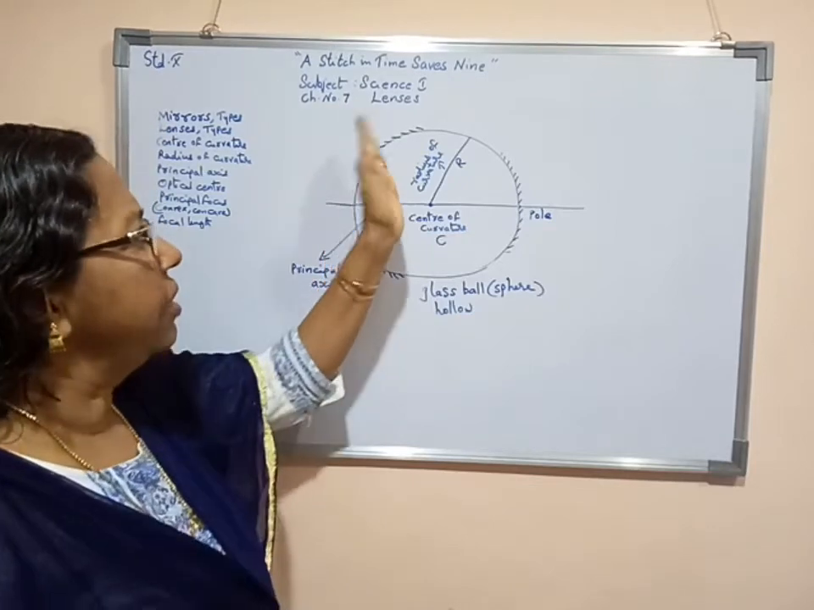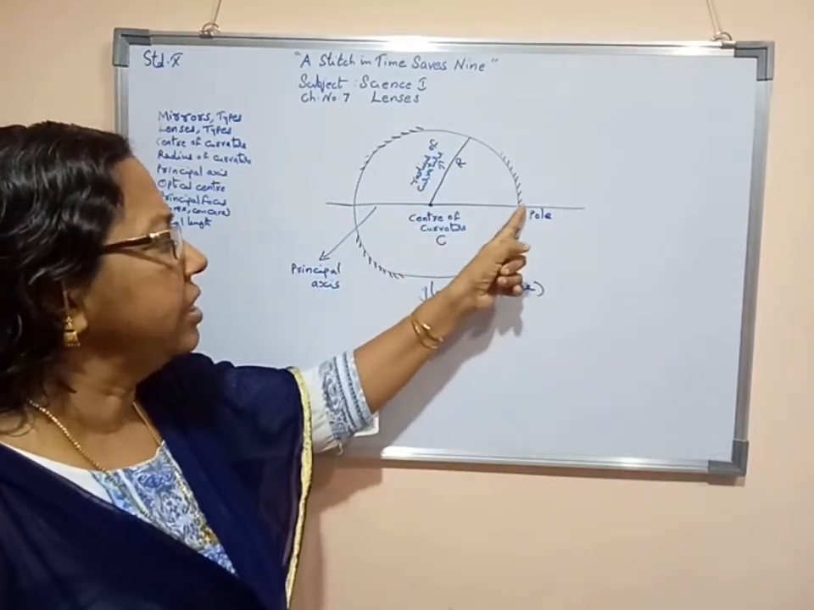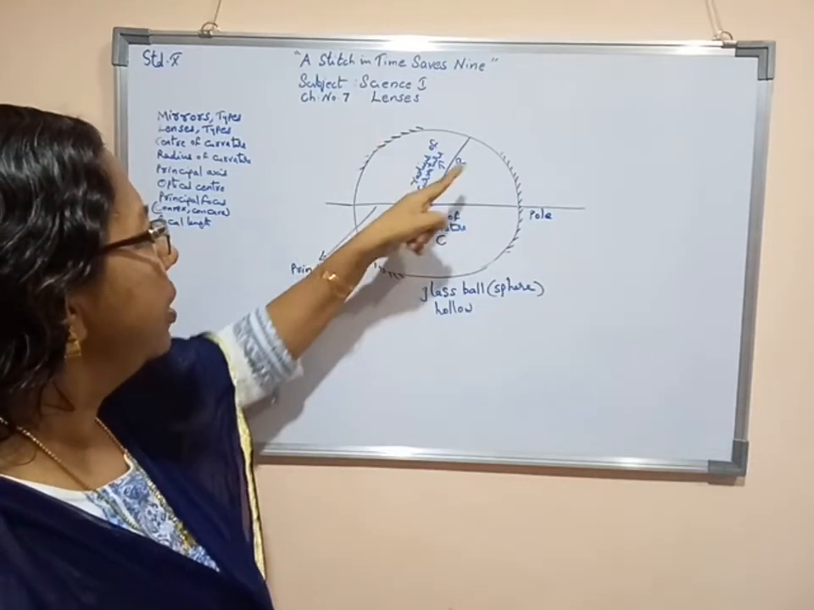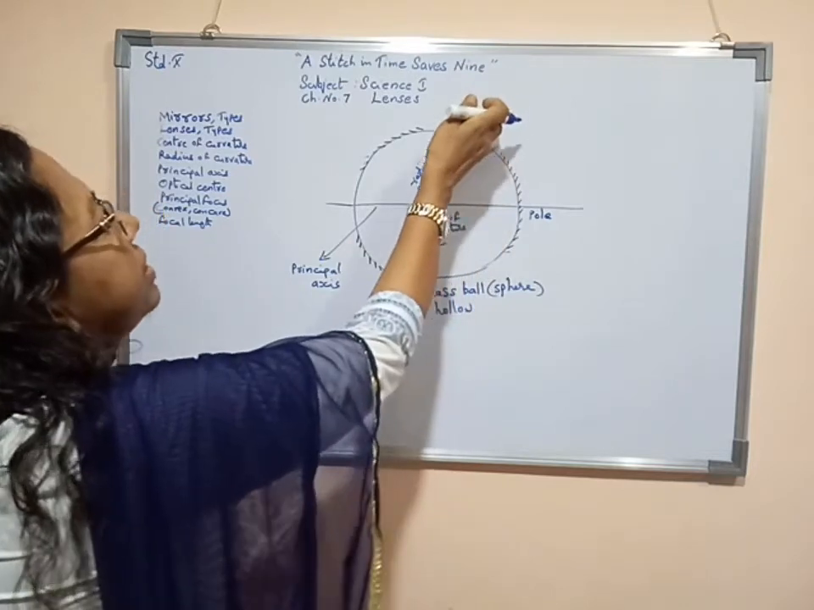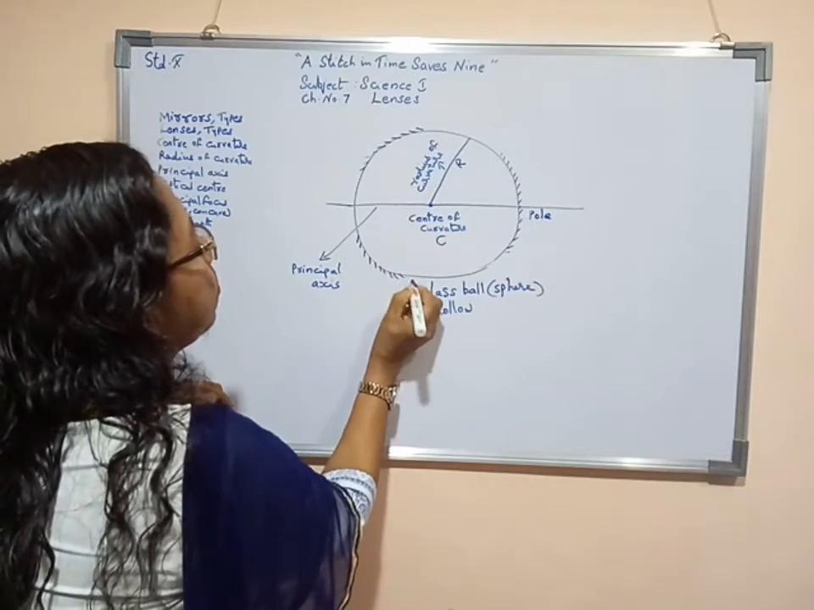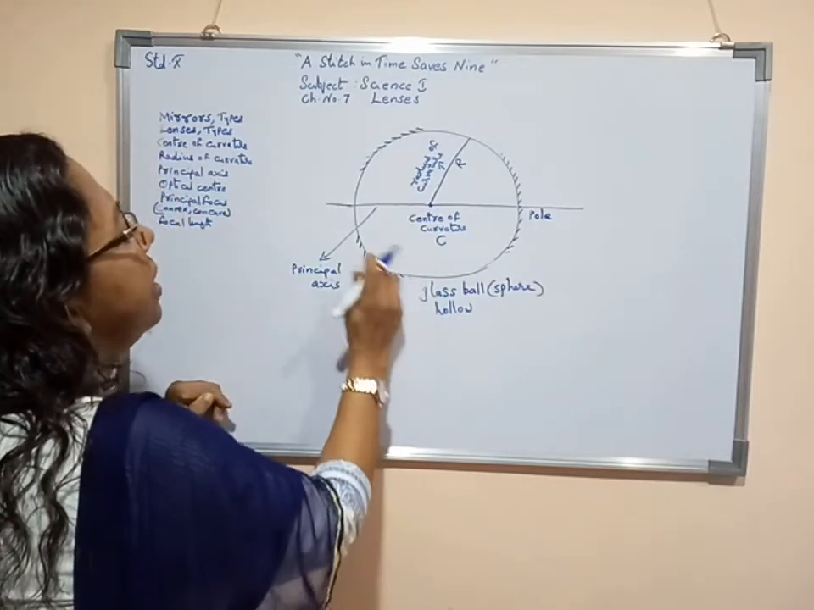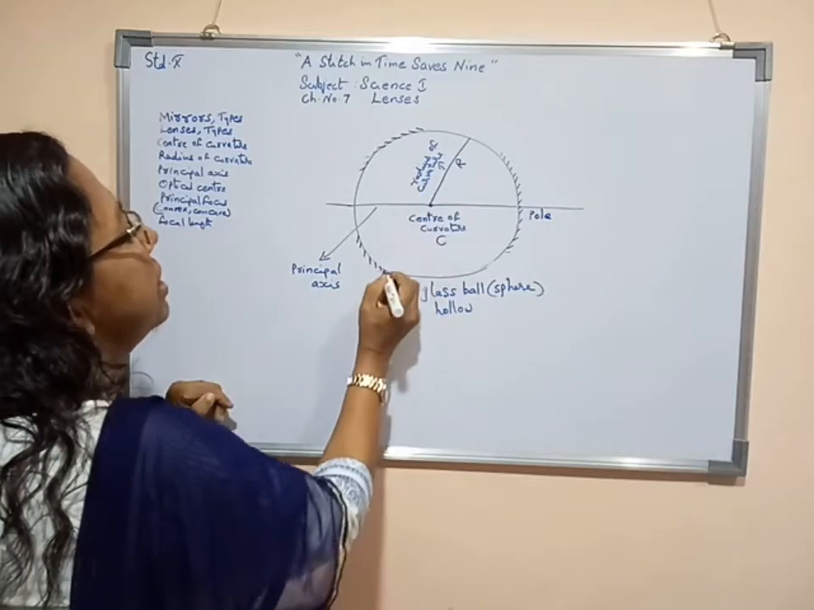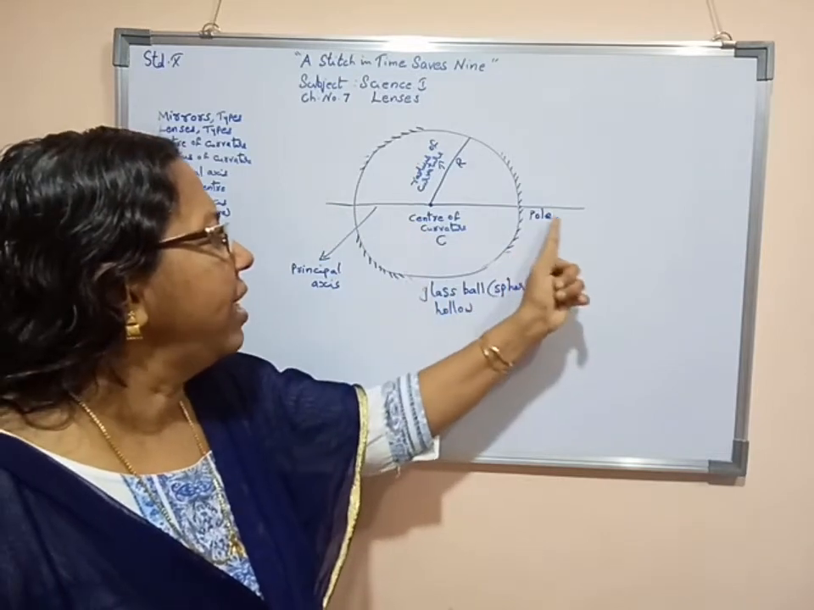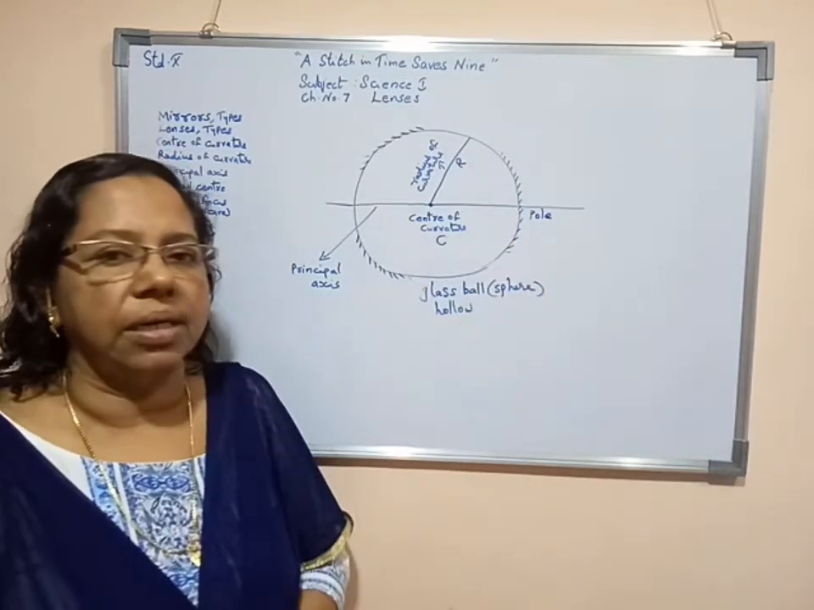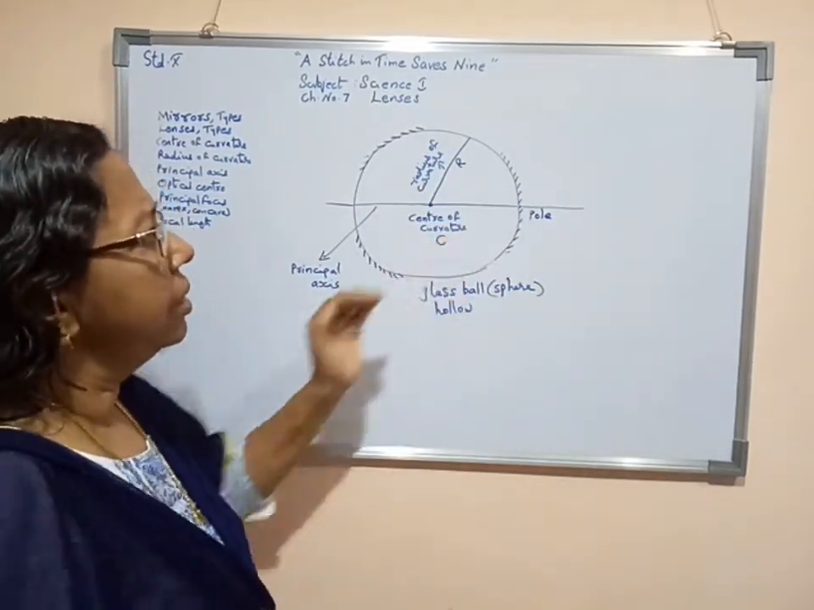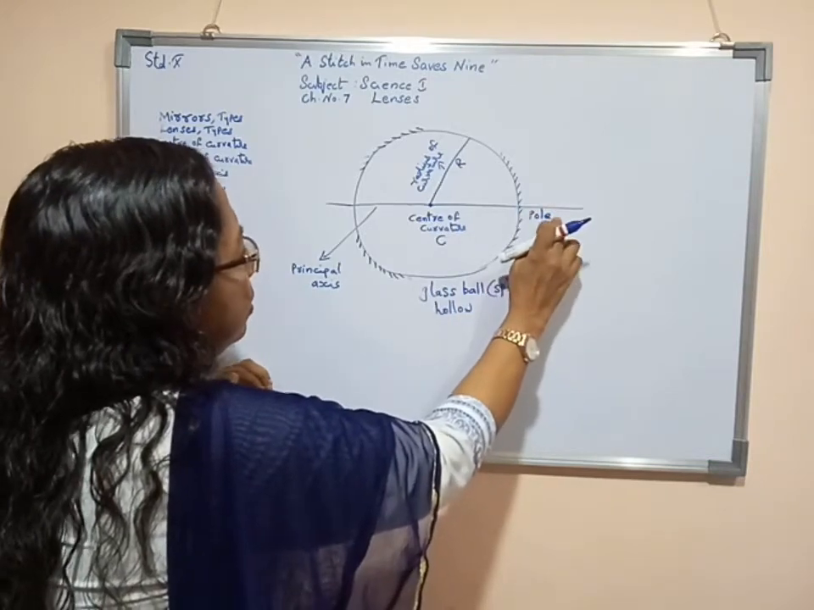So the poles of different mirrors will be different. Here this is the pole, and if the line passes like that, here it can be its pole. If the line passes through the center of curvature and through the mirror, then through the center of this mirror the line will pass, and that is the pole of the mirror. Here I have shown only one, this is the pole of the mirror.